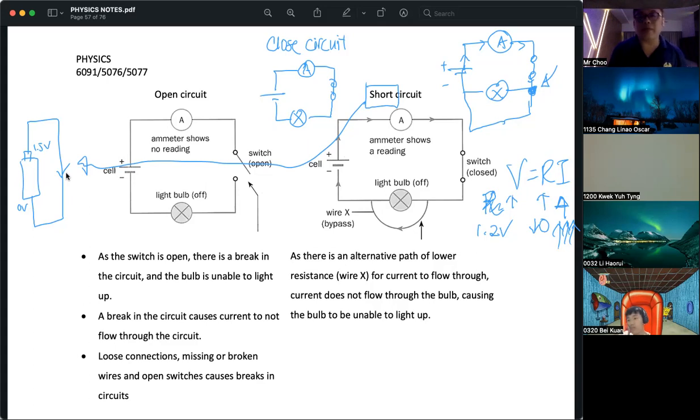There's a reason why we have this thing called a fuse. For example, if I put a fuse here, which is a 13 ampere fuse, it means that if the current goes beyond 13 ampere, the wire inside will break and the whole circuit will not work anymore.